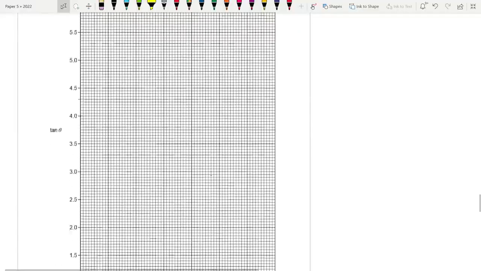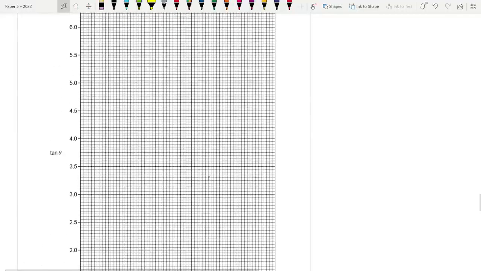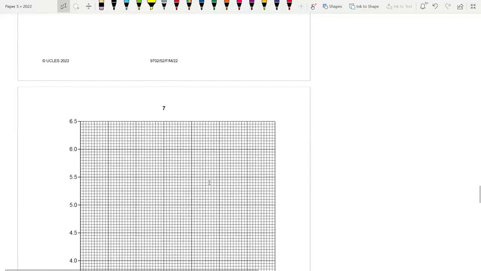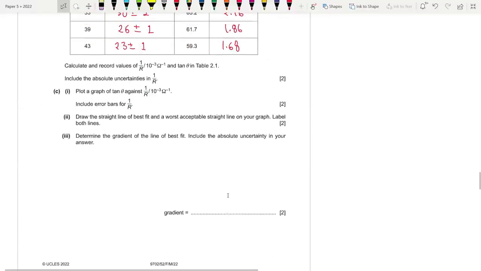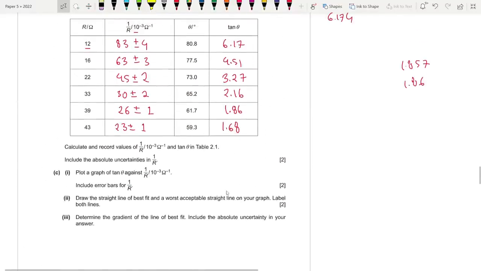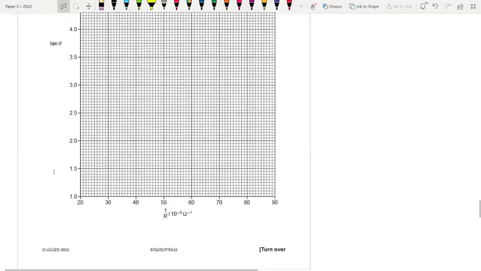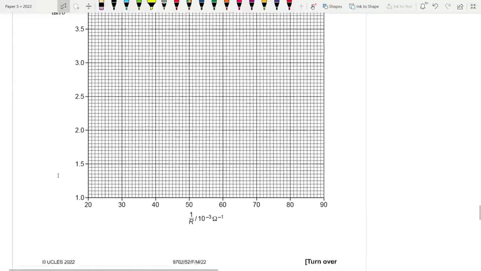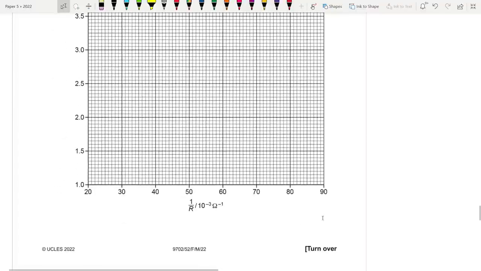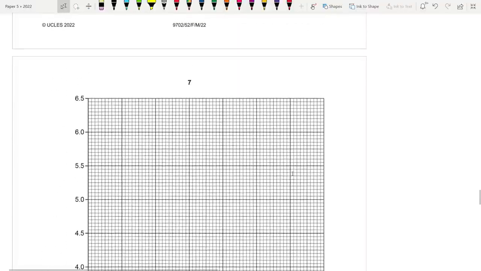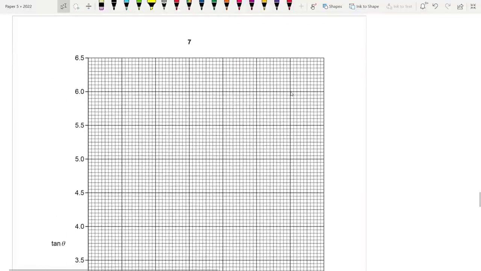Now let's draw the graph. So listen, you cannot use blobs. Blobs are not allowed. Just go for dots or crosses. I personally prefer crosses. Just go for crosses, okay? Trust me, you do that in chemistry as well. So, what's the first point? 83, 6.17. 83, so this is 80, right? 83 and 6.17. So, this is 80, 81, 2, 3.